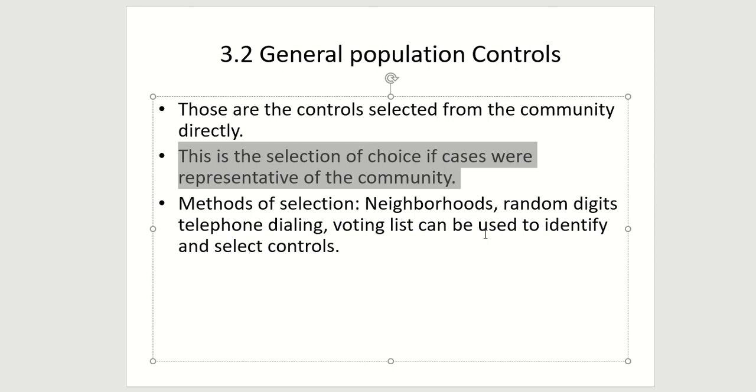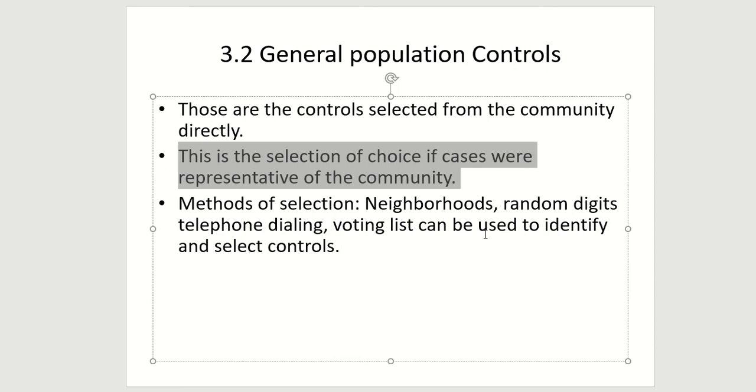As for the method of selection, you can go to neighborhoods to select your controls. You can use random digit telephone dialing to call people randomly and try to recruit them into your case control study. Voting lists can be used to identify and select controls. Any methodology where you can get the community at large to serve as controls from the general population will be fine.